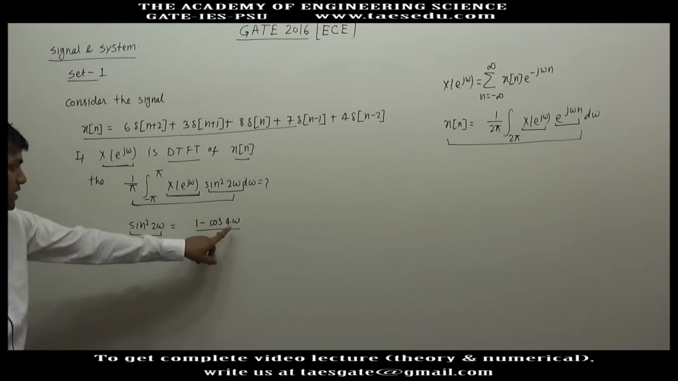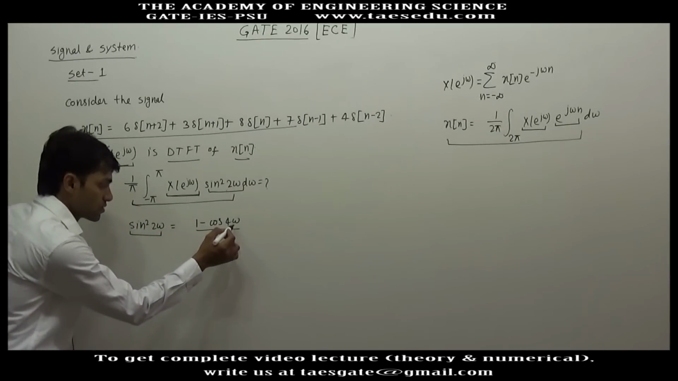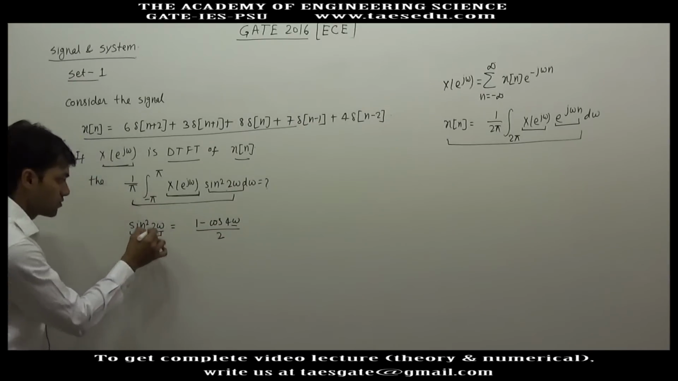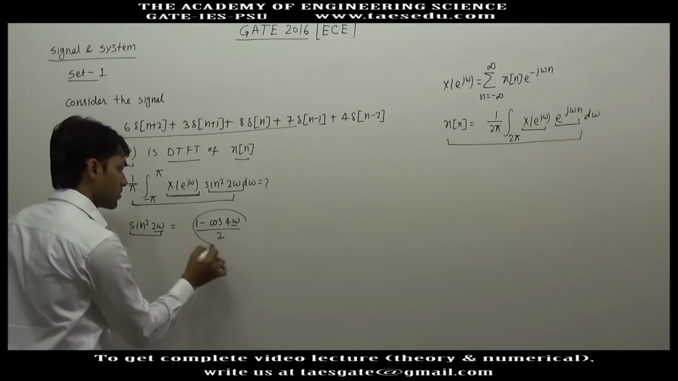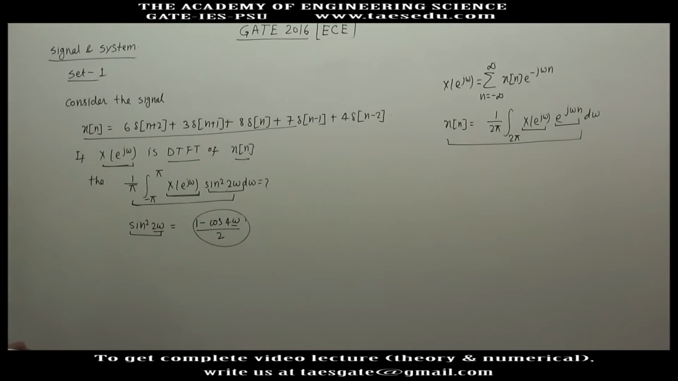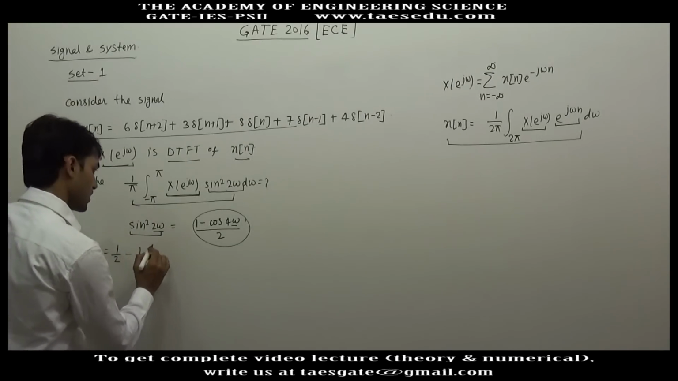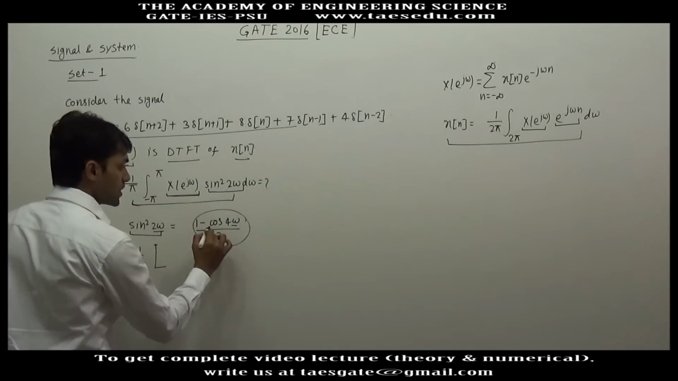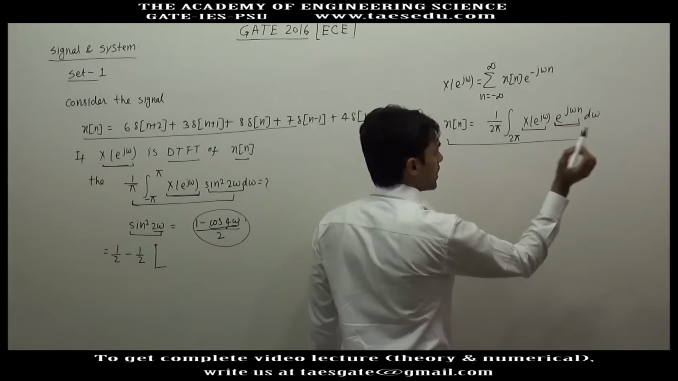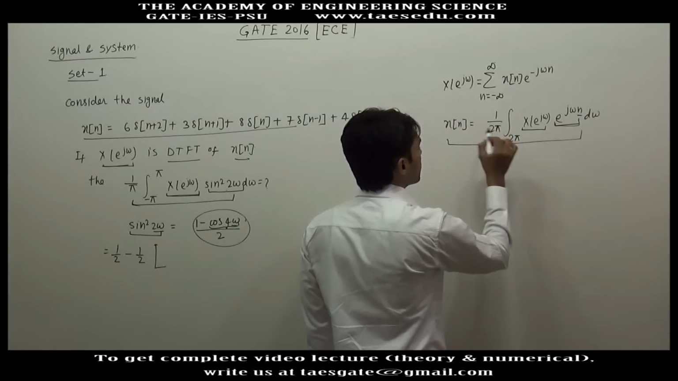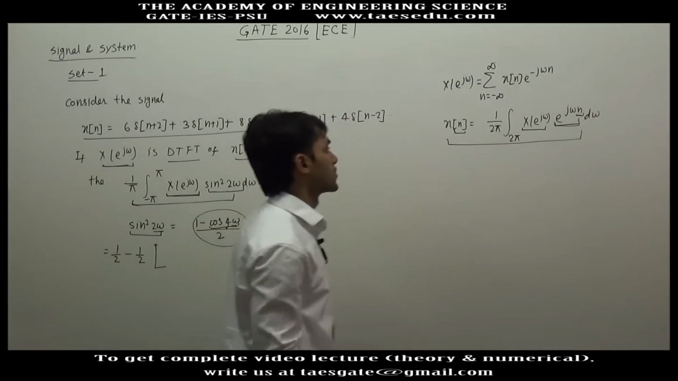1 minus cos theta is 2 sin square theta by 2. So sin theta by 2 will give you 2 omega. So sin square 2 omega is (1 minus cos 4 omega) by 2. This will be 1 upon 2 minus 1 upon 2 into cos 4 omega. Now we have to relate cos omega with e to power j omega n, and this value of n can be put anything on both sides of this equation.